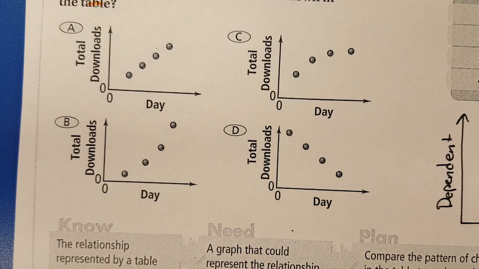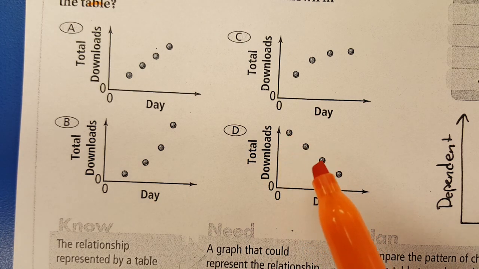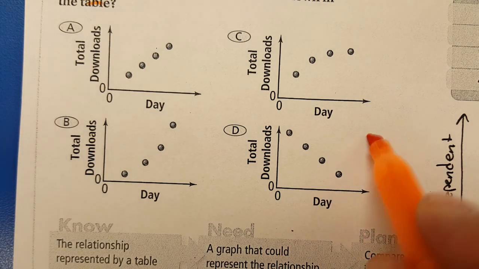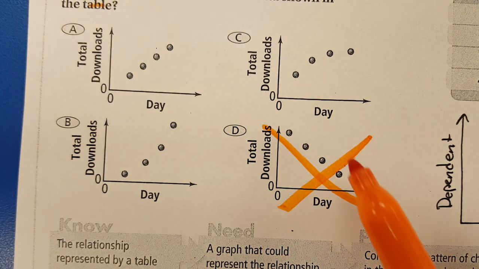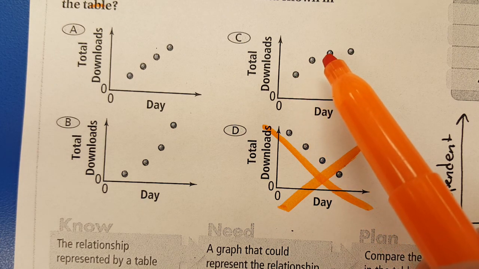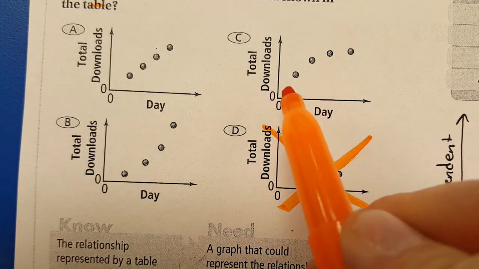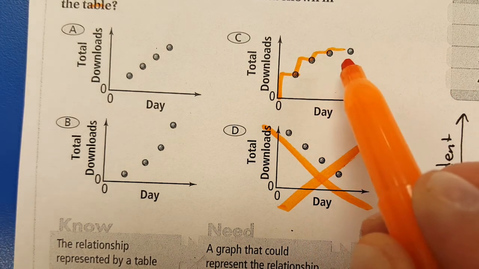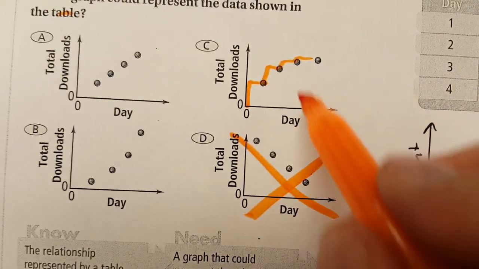So let's start weeding out the ones that are obviously wrong. This one right away caught my eye because it's going down as the days go by. Day 1, 2, 3, and 4, no, you're going down. Not even close. This one starts off with a pretty big jump, but then a smaller jump and a smaller jump and a small jump. Look at this jump right here, and then a smaller jump and a smaller one. That's not what's going on. It's getting faster and faster, so you're not right.